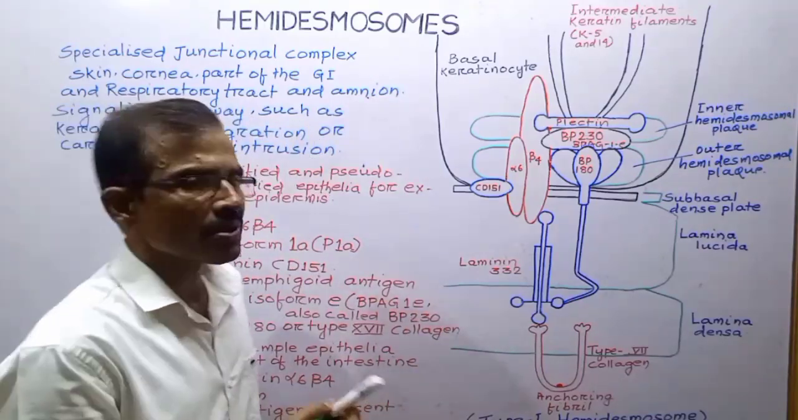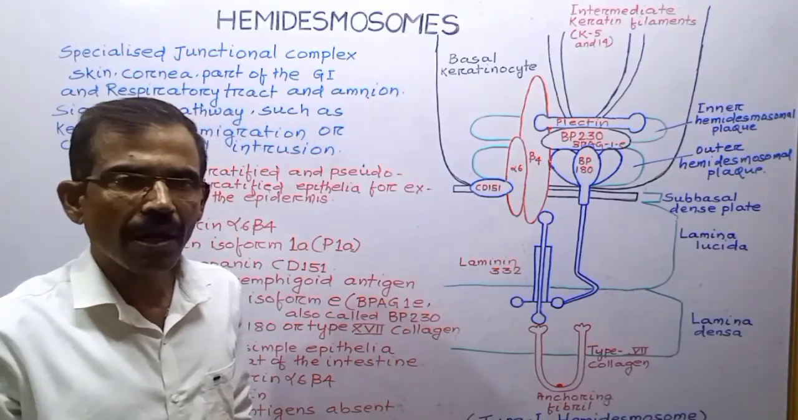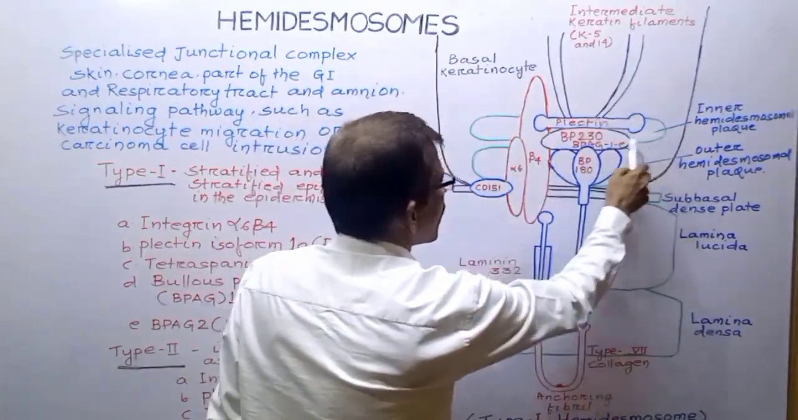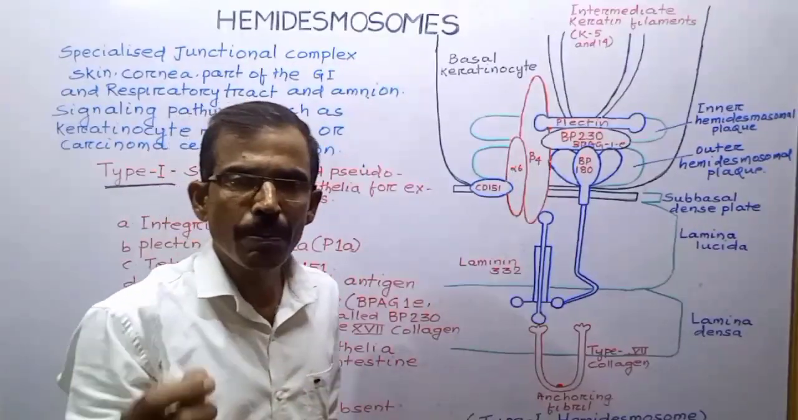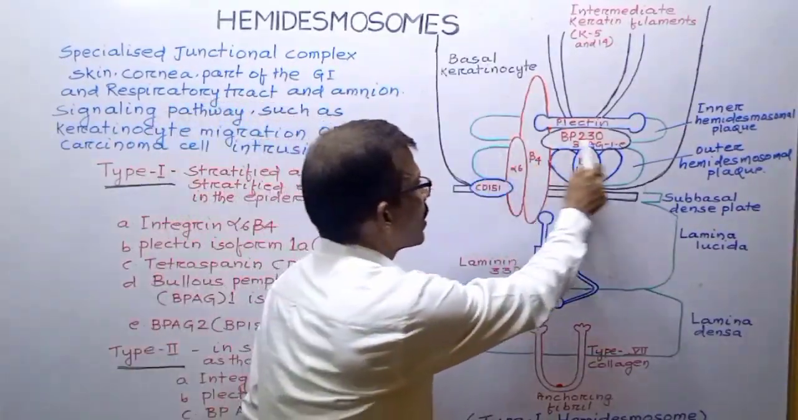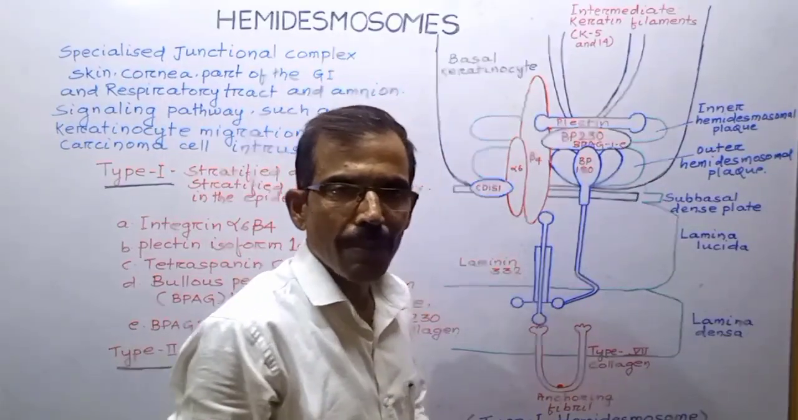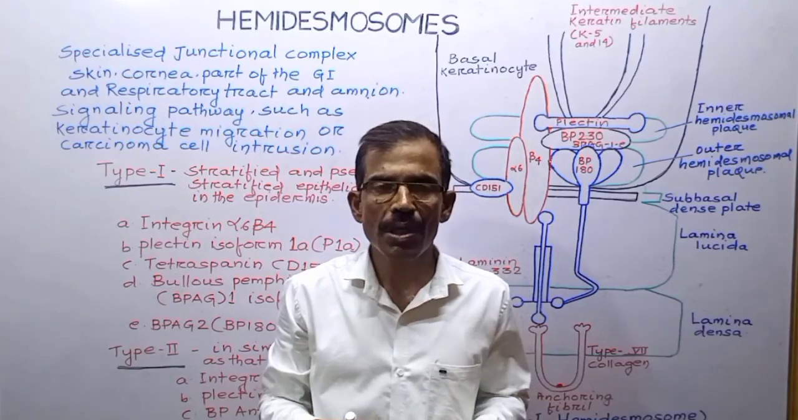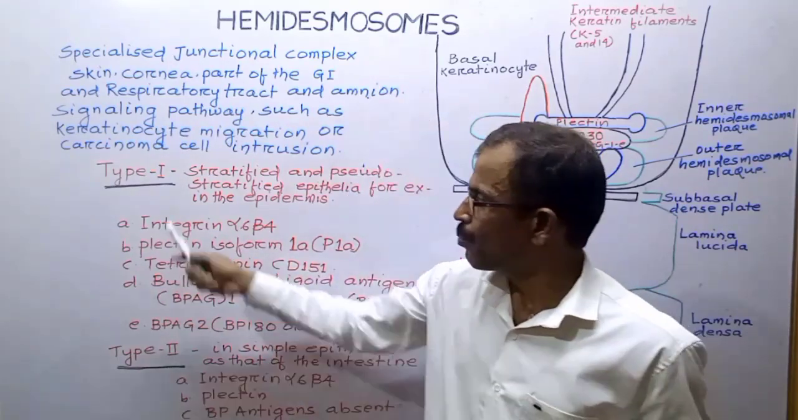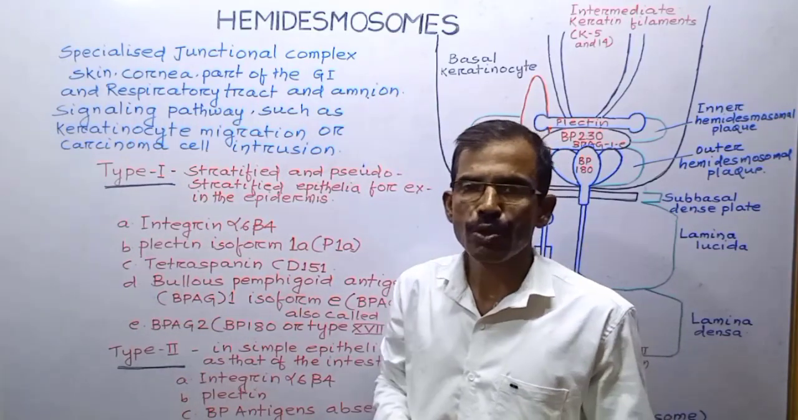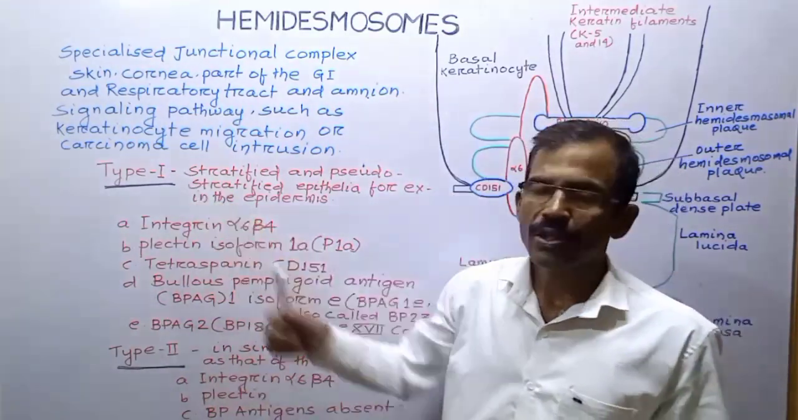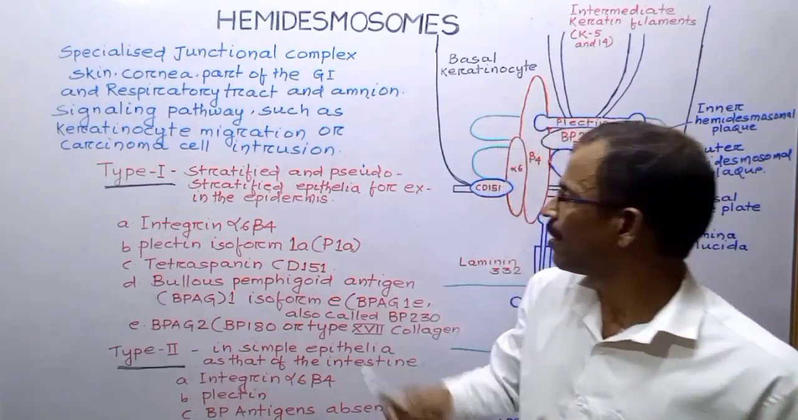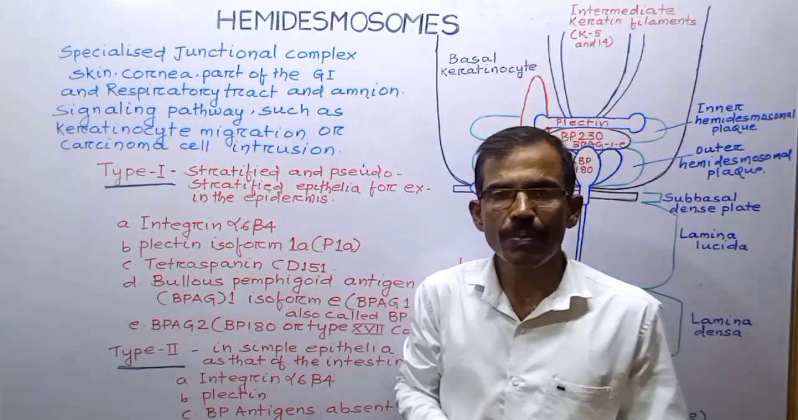Ultrastructurally, hemidesmosomes display a tripartite structure having outer and inner electron-dense hemidesmosomal plaques separated by a less dense zone. On the basis of their protein components, hemidesmosomes can be distinguished into two types, type 1 and type 2 hemidesmosomes. Type 1 hemidesmosomes are found in stratified and pseudostratified epithelia, for example, in the epidermis.